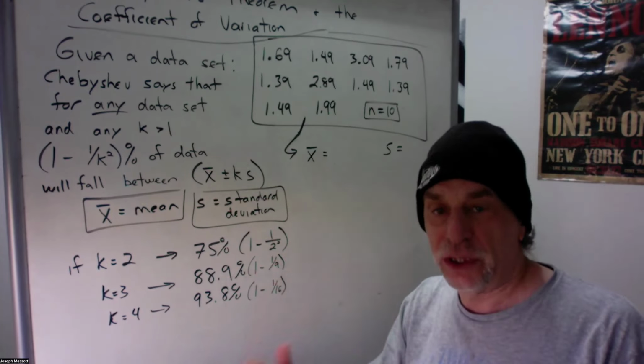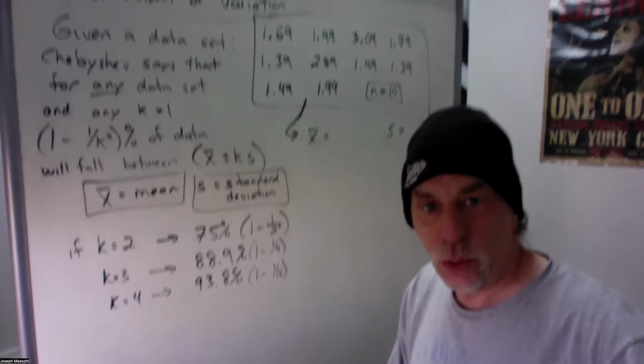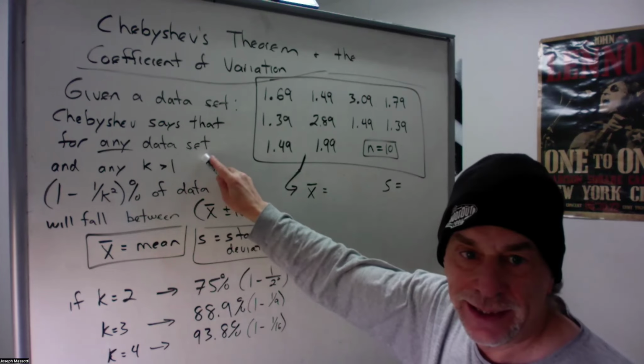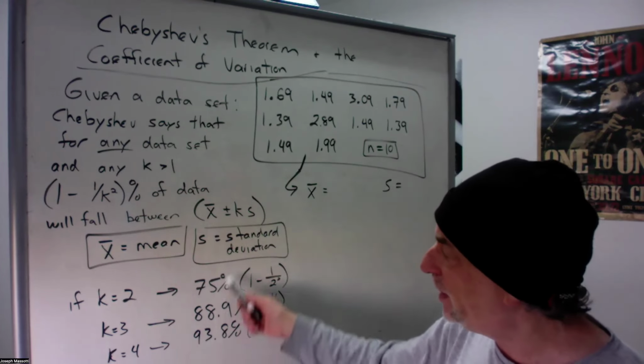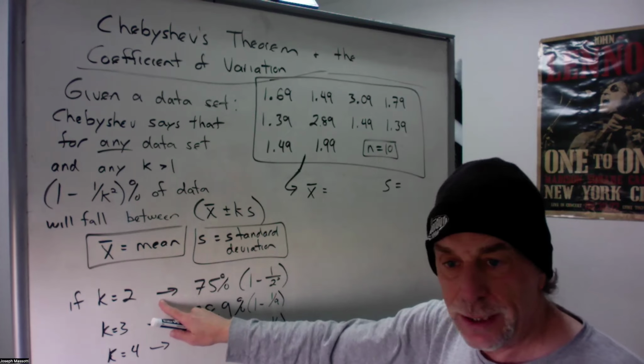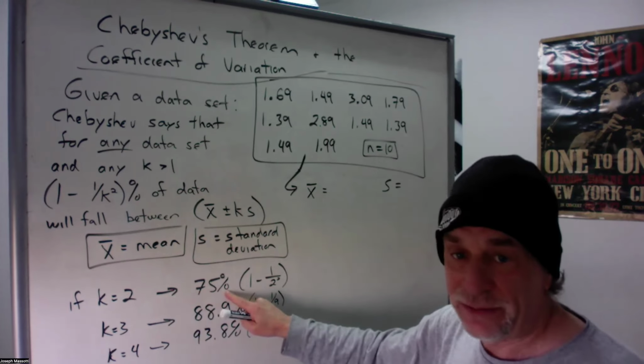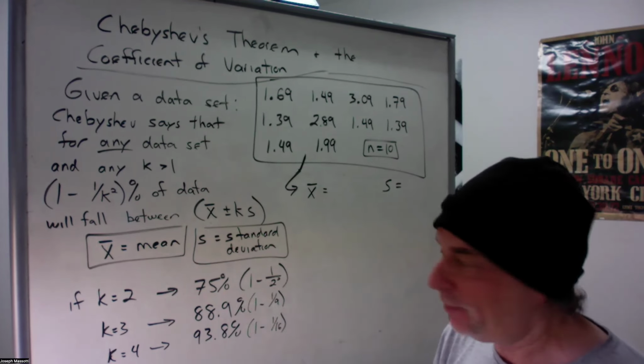Now notice this is a more general view of the 68, 95, 99.7 rule, but that was for a normal distribution. That was a special case where the distribution was normal. This is for any data set. So notice the numbers are a little bit different. For 2 standard deviations in the 68, 95 rule it was 95%. Here it's only 75%. This is an estimation.